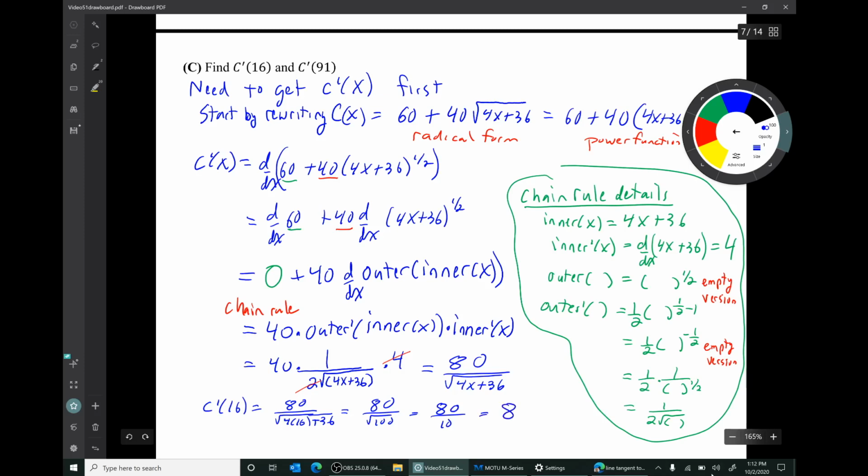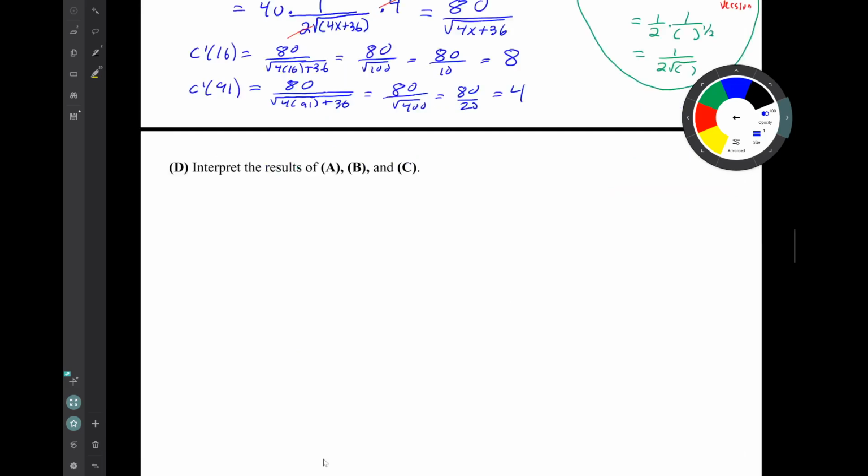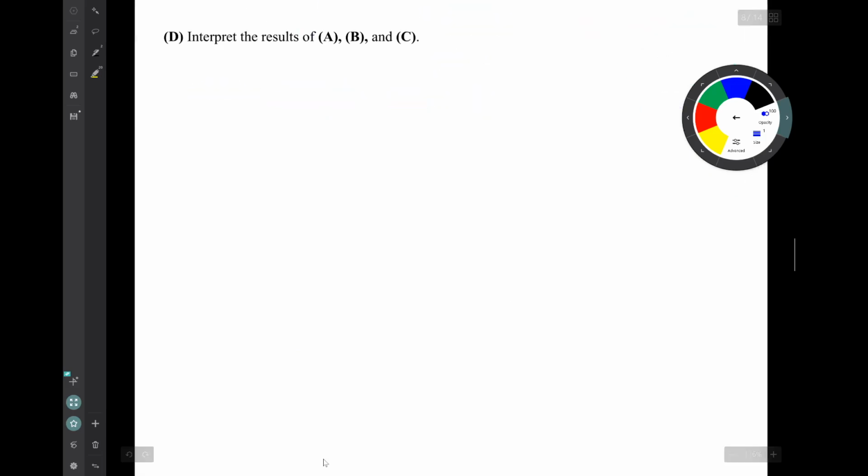So I get that C prime parentheses 16 is the number 8. So C prime parentheses 91 is the number 4. All right, let's go on. Interpret the results of A, B, and C.